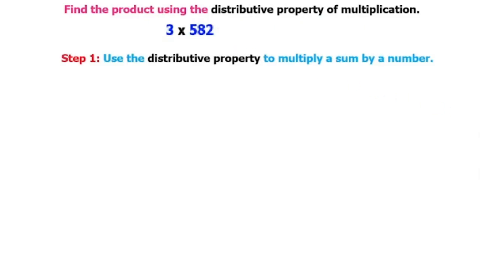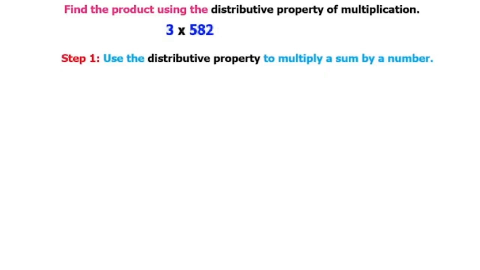In this video, we're going to work on a multiplication problem, and we're going to use the distributive property of multiplication to figure it out. So we have a problem here that says find the product using the distributive property of multiplication, 3 times 582. So what even is the distributive property of multiplication?